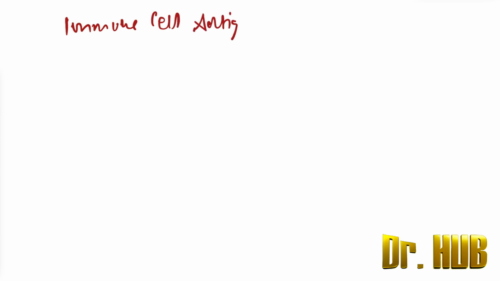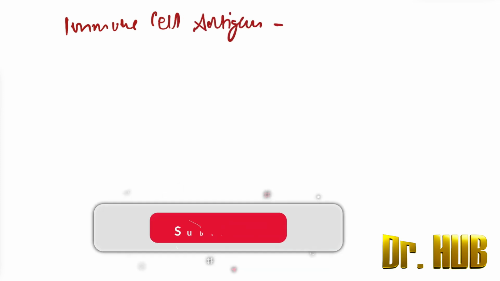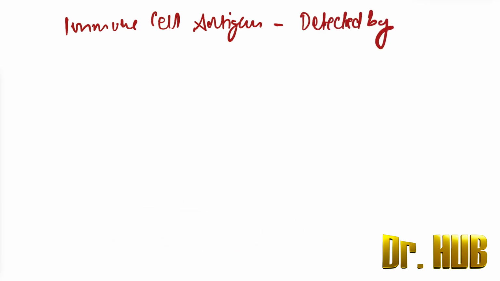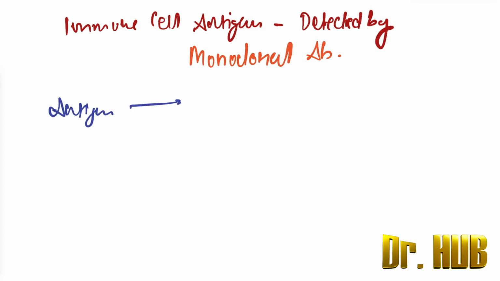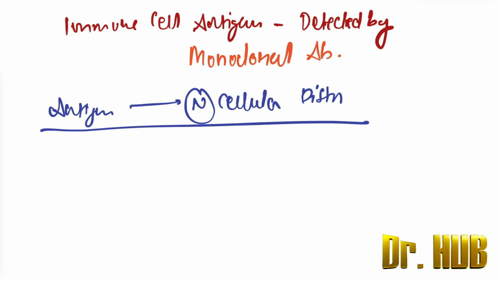Today we'll look at the immune cell antigens, which are detected by monoclonal antibodies. Let's start with the antigen designations and their normal cellular distribution. First is the primarily T cell associated.